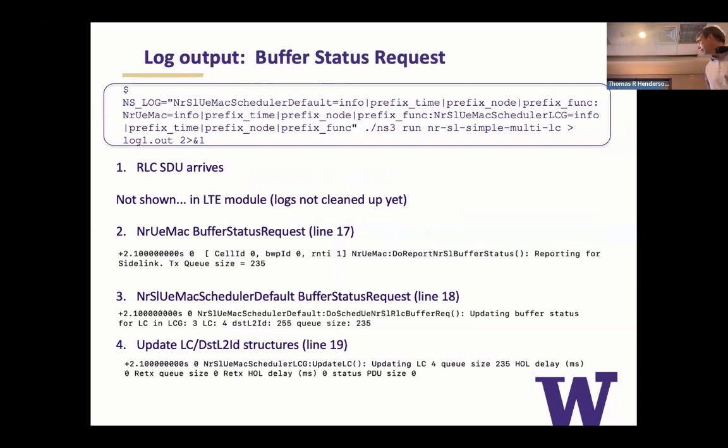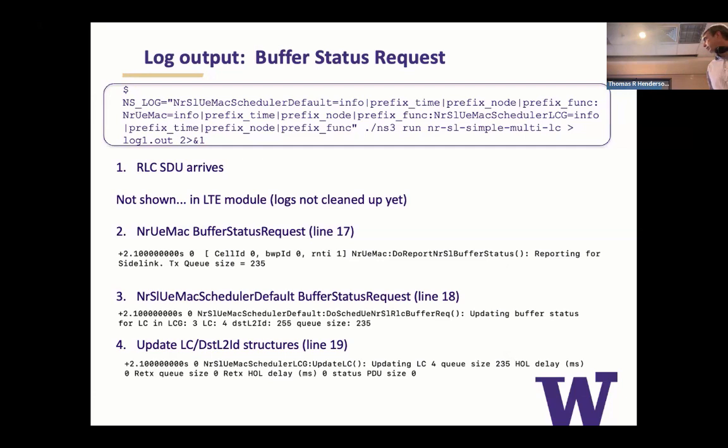So if you run this command and you look at this output log file, to see the first step of the SDU arriving, I would need to enable the logs in the LTE module. I haven't done this in this example, but these are the statements that you will find in this file. On line 17, you'll see a statement saying here's the buffer status request arriving at the MAC object at time 2.1 seconds. And the queue size is 235 bytes. So this is with overhead added to that UDP packet.